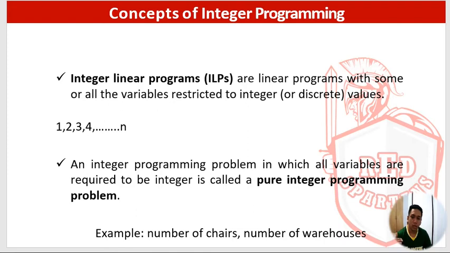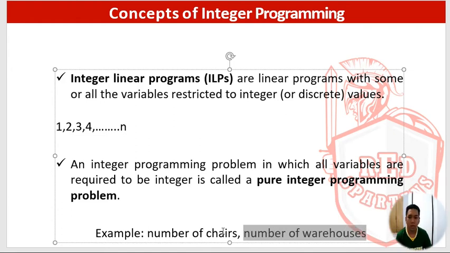Lahat ng sagot natin sa LP, pag hinanap yung IP, we need to convert it all into integers. Kung si x1, si x2, si x3, dapat lahat yun ay integers or whole number. Ano example? Number of chairs, number of warehouse. Hindi naman tayo pwede magawa ng 0.7 lang na chair para masabing optimum, di ba? In real life scenario, integer programming yung ginagamit natin. But syempre, ang basis natin is si LP.